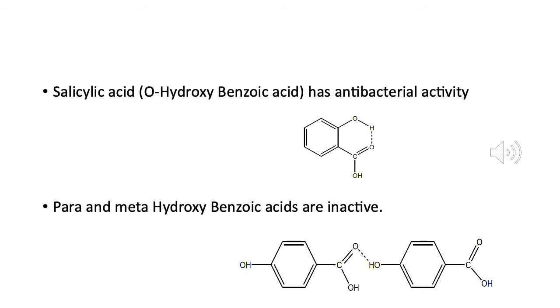The other example is salicylic acid, known as o-hydroxybenzoic acid. This has antibacterial activity and is often used in medication to remove the outer layer of skin, and is used to treat things like warts, acne, ringworm, dandruff, etc. As you can see, another form, which is called para-hydroxybenzoic acid, is inactive.